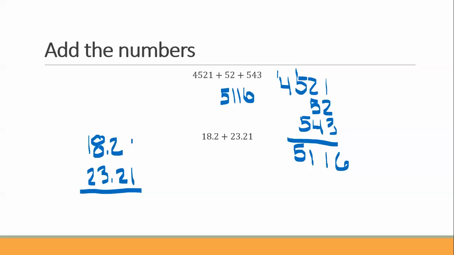So there's nothing here, so there's a 0 here. So we have 0 plus 1 is 1. 2 plus 2 is 4. Our decimal comes down. 8 plus 3 is 11. So then we carry our 1. And we have 1 plus 1 plus 2 is 4. So 18.2 plus 23.21 is 41.41.